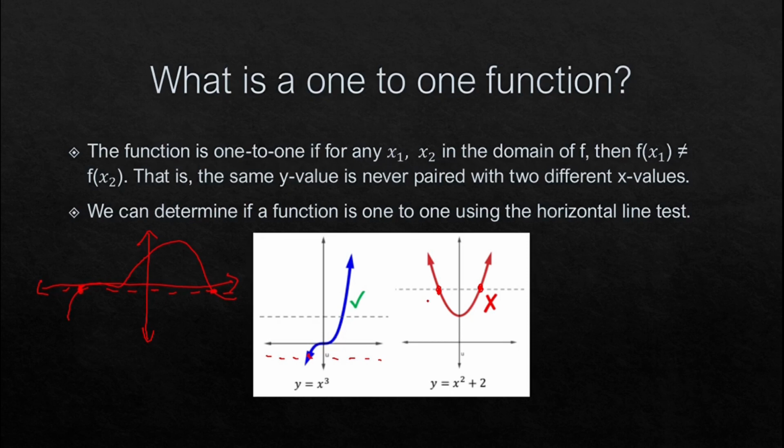Usually, you can detect whether a function is one-to-one if its exponents are not even, like 3 or 1. Polynomial functions are usually one-to-one if they have no even exponents, unlike this one, which has a 2.